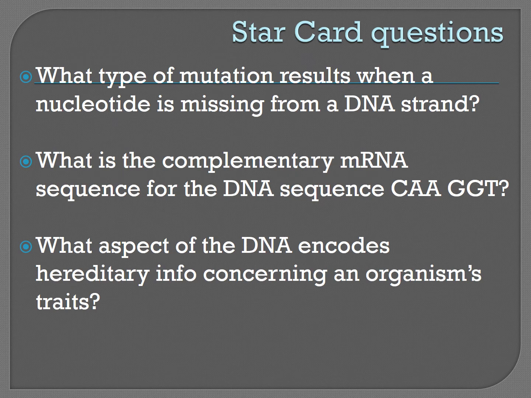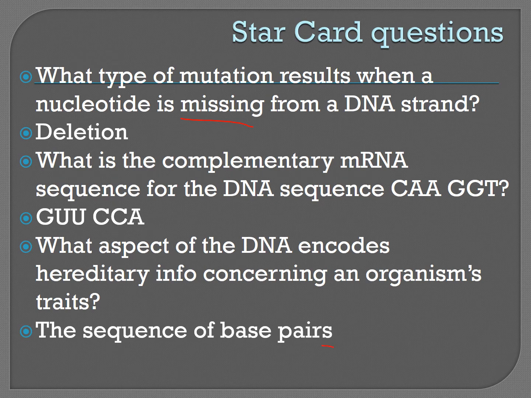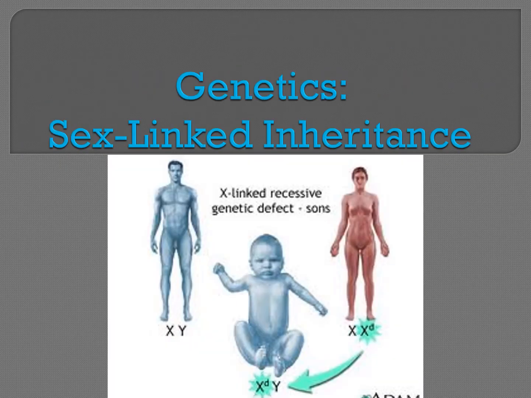So this is just going back for a real quick flashback. What type of mutation occurs when a nucleotide is missing from a DNA strand? Deletion, right? Missing, taken away. What is the complementary mRNA sequence for this? So mRNA, right? And what aspect of DNA encodes hereditary information concerning the organism's traits? The base pair. That is how we know how the base pairs go, because it makes the proteins. So now as we finish the first part, I am going to continue with these so we can get through this lesson in this unit.